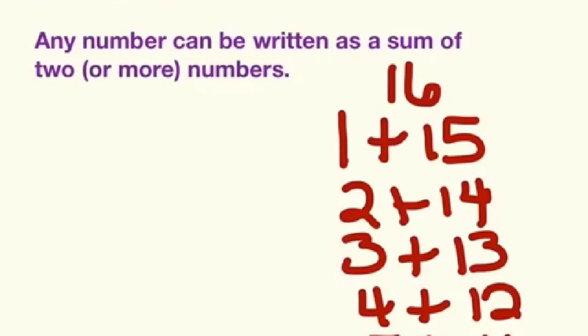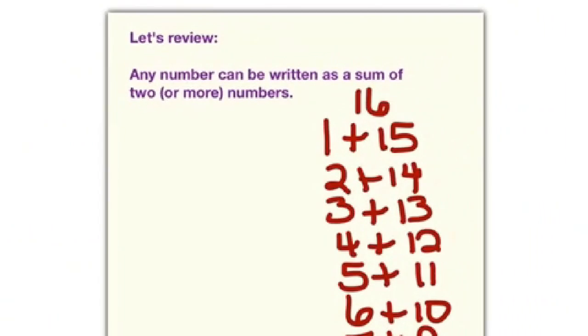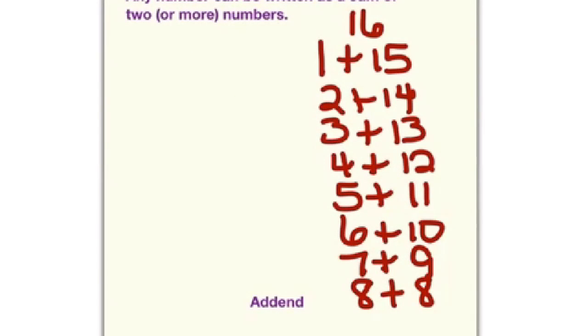Let's review. Any number can be written as a sum of two or more numbers. All that really means is that every single number that you can think of can be written as a sum of two or more numbers. So for example, you have the number 16 here. That can also be written as 1 plus 15. It could be written as 2 plus 14, 3 plus 13, 4 plus 12, 5 plus 11, 6 plus 10, 7 plus 9, or 8 plus 8.